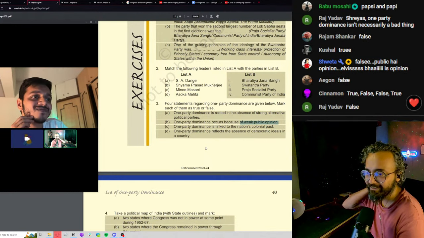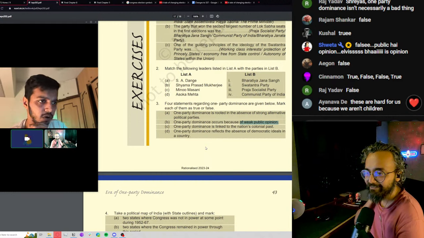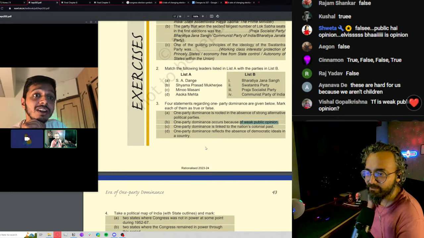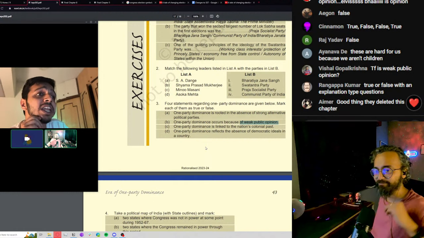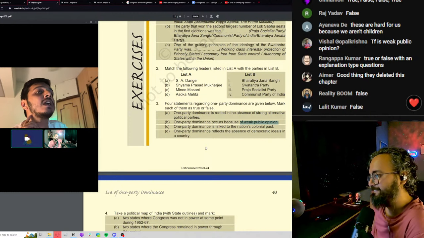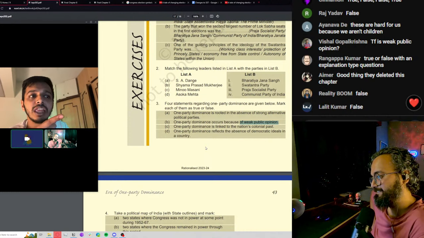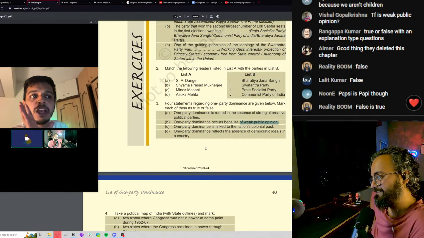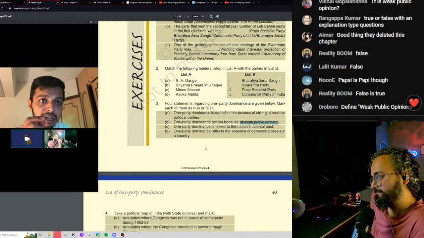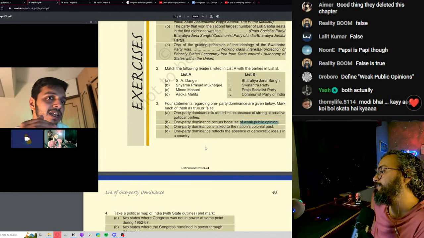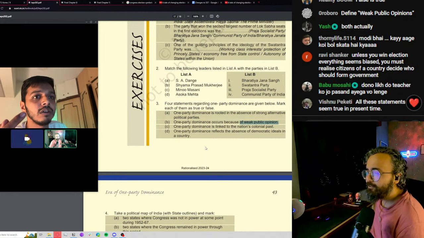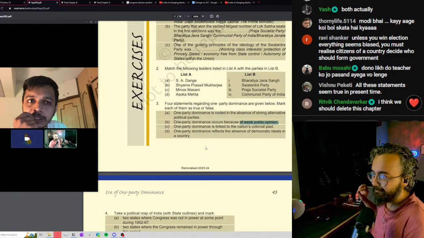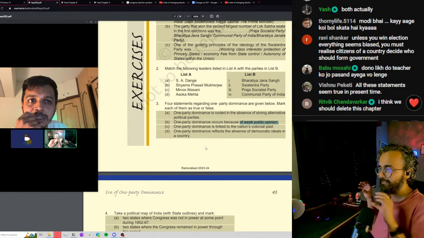Okay, let's decode this. Shweta is saying public opinion. Okay, go on, decode. One party dominance occurs because of weak public opinion. I think what they're assuming here wrongly is that the public opinion is correct, or that it's on the right side. But weak public opinion is not a value statement, right? It's a spectrum: is public opinion weak or is it strong?